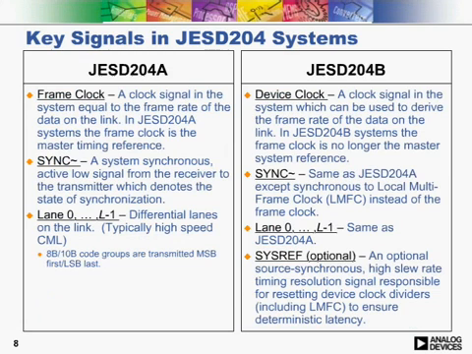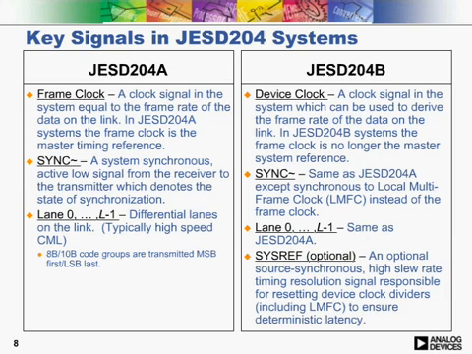Let's move on to discuss some key signals in 204A and B systems. The frame clock in JESD204A is a clock signal used in the system that is equal to the frame rate of the data that's on the link. The frame clock serves as the master timing reference for JESD204A systems. In JESD204B systems, a device clock is used to derive the frame rate of the data on the link. The frame clock is not used.